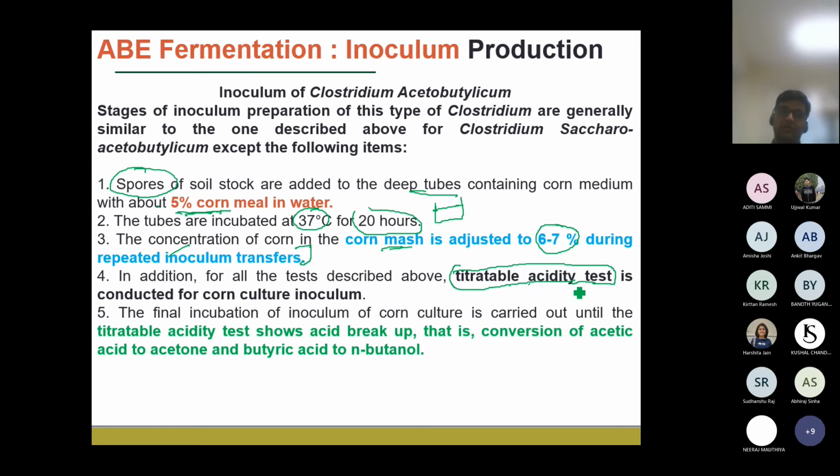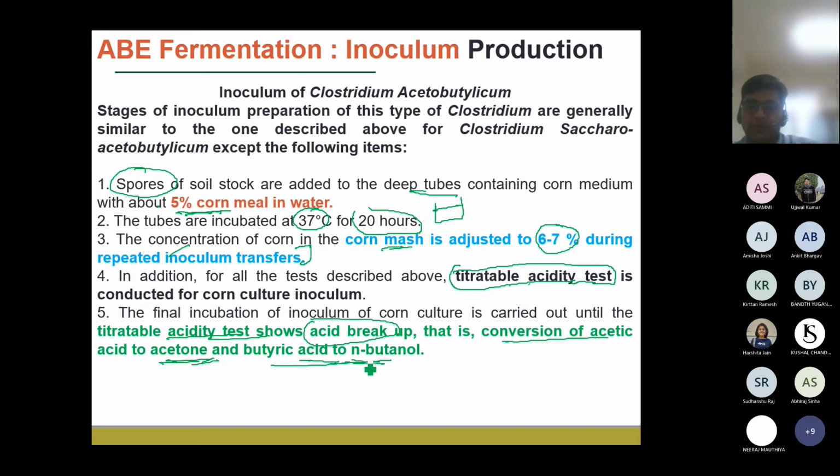And from there we can find out, for example, the productivity of your final fermentation. Actually this titratable acidity shows that there is acid breakup. What the acid breakup is, we will discuss in our upcoming slides. The acid breakup is the conversion of acetic acid to acetone and butyric acid to N-butanol. So if acetic acid is produced, how can we reverse it back to acetone, and if butyric acid is produced, how do we reverse it back to N-butanol?